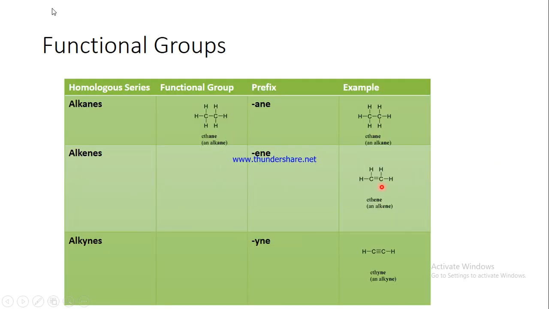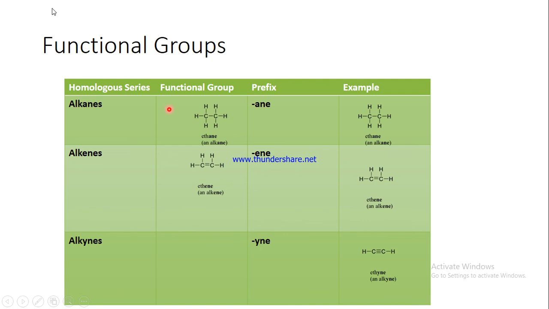As for our functional groups, here I've made a table. The first column represents the homologous series, the second column the functional group, the third column the prefix, and the fourth column is for an example for each homologous series.